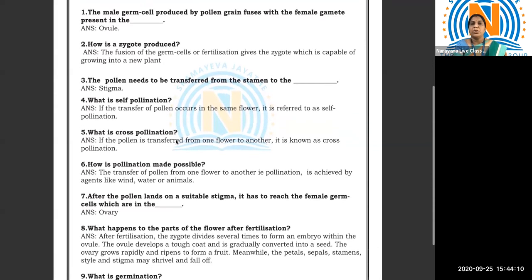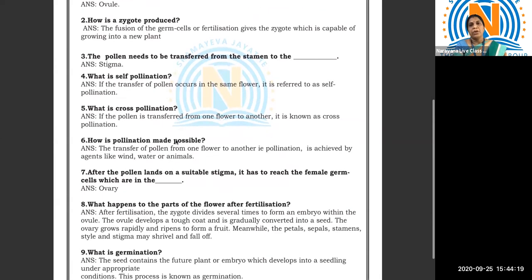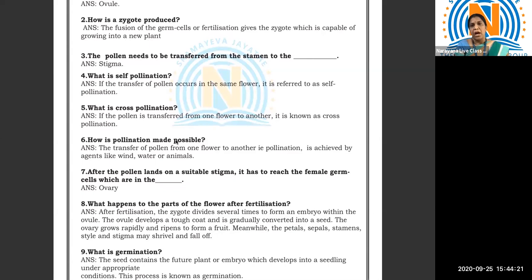Third question, the pollen needs to be transferred from the stamen to the stigma. The pollen grains need to be transferred from the stamen to the stigma. Fourth question, what is self-pollination? The transfer of pollen grains occurs in the same flower. It is referred to as self-pollination.